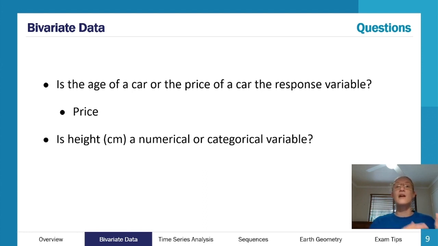And if a car is a bit newer, that's probably going to be associated with a slightly higher price because it's a newer car. And our second one I would definitely say numerical, because we're measuring height in centimeters. So that's something we're having to measure and count, so it's numerical.